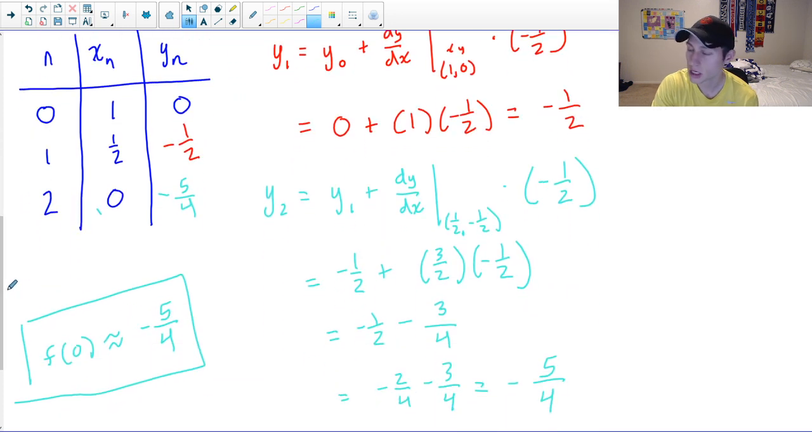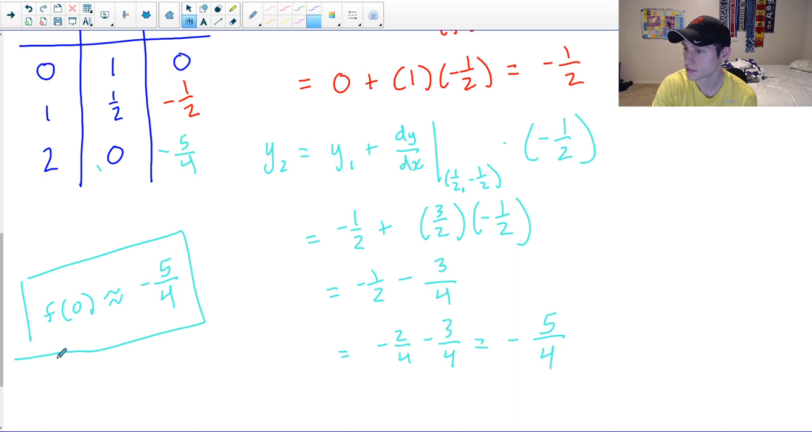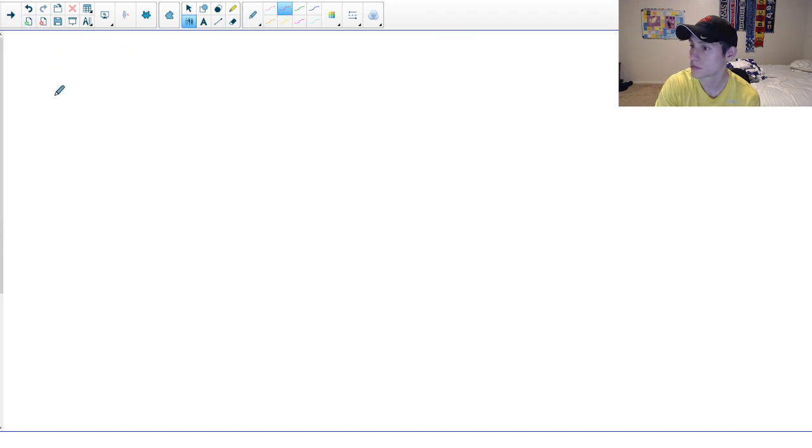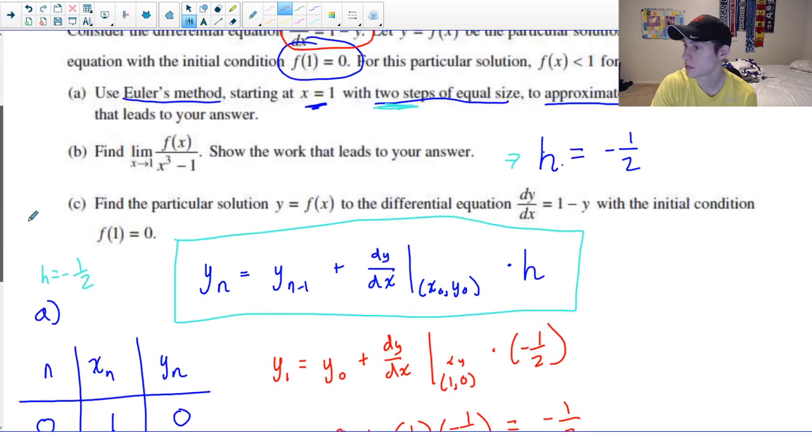Then we just go through and approximate. Okay, part B. Find the limit as x approaches 1 of f of x over x cubed minus 1. Interesting. Okay. Show the work that leads to your answer.